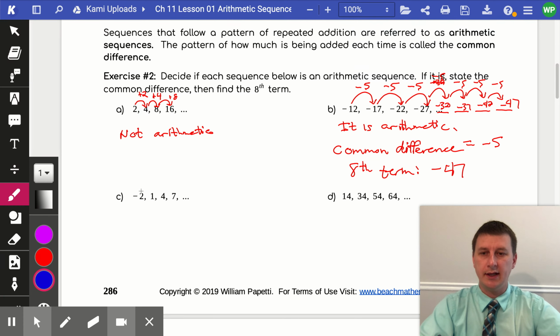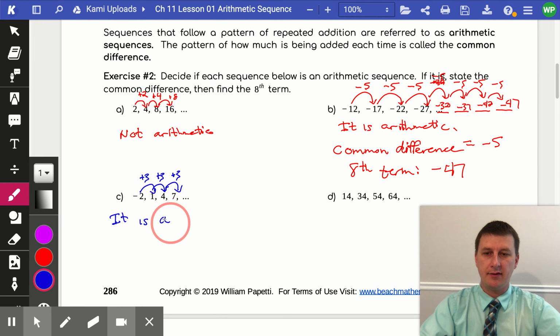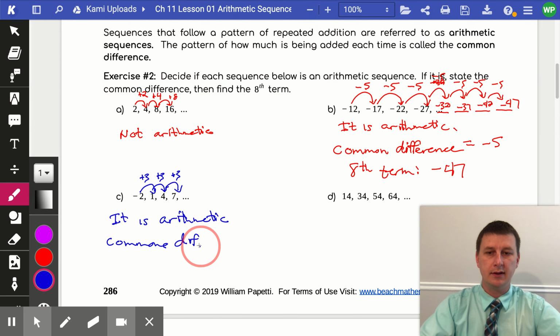And we will look at negative 2 to 1, and we could see that we're adding 3 to negative 2 to get 1. Now we need to see if that same pattern continues throughout the sequence. And 1 plus 3 sure does give us 4. And finally, 4 plus 3 does give us 7. So this one, it is arithmetic. And our common difference is 3. Positive 3, we're adding 3 every time.